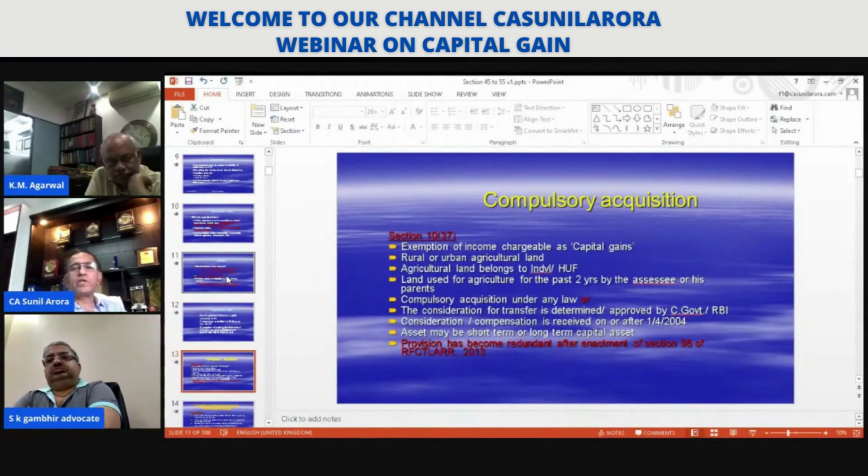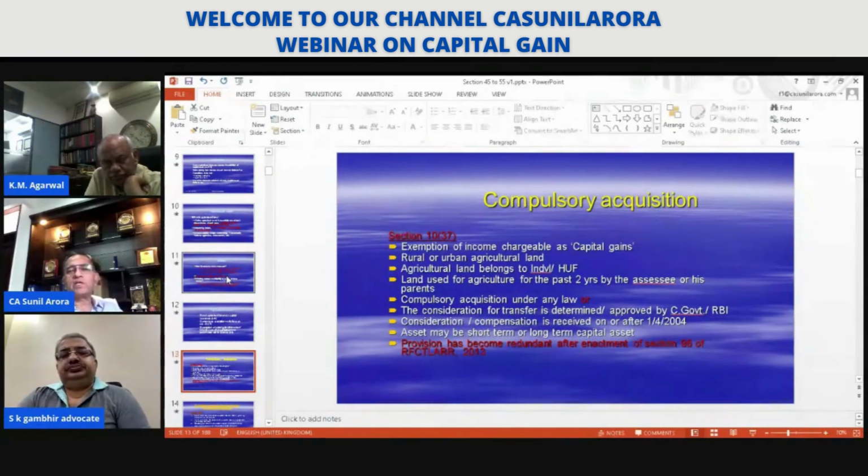As Sunil ji had pointed out, I'll just briefly touch upon this particular 10(37), because after a certain stage, although there will still be a lot of cases pending with respect to earlier acquisitions which happened under the old laws, let me briefly touch upon it, and then we'll come to the present status as far as section 96 of the right to fair compensation and transparency in land acquisition is concerned.